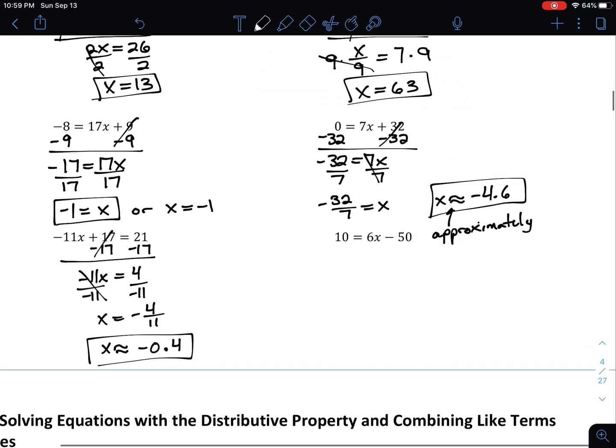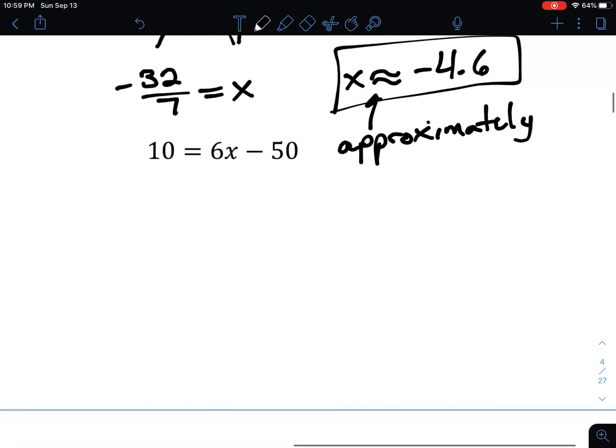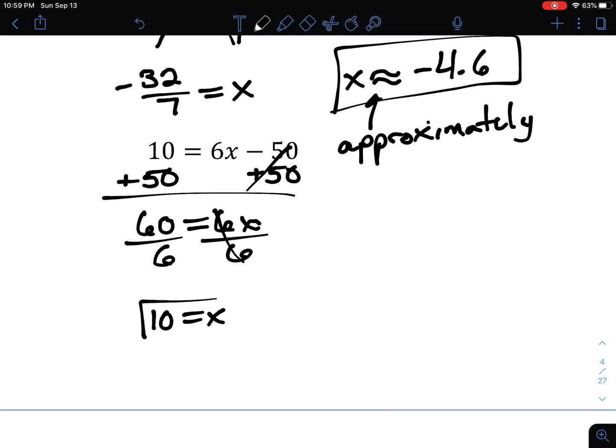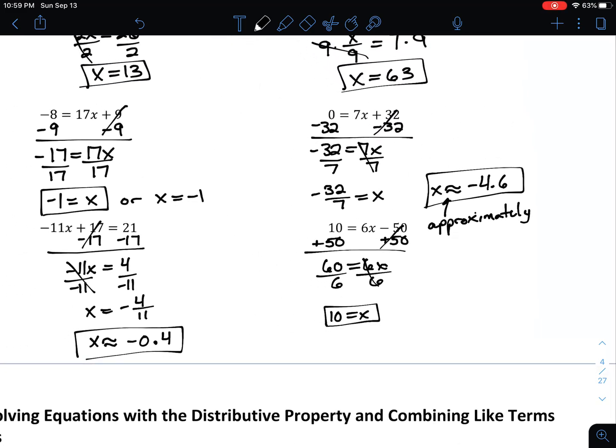All right, one more to go. We've got 10 is equal to 6x minus 50. So opposite of subtracting 50 would be to add it to each side of our equation. That gets us 60 is equal to 6x. And then opposite of multiplying by 6 would be to divide by 6. This time we don't really need the calculator. 60 divided by 6 is 10. And there's our answer.